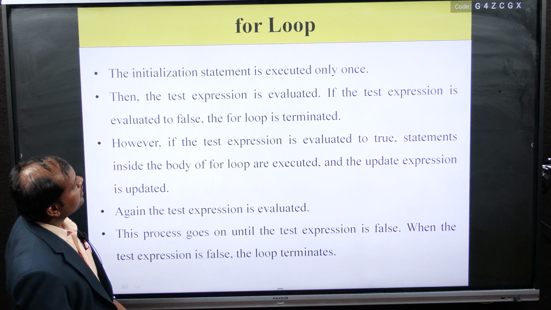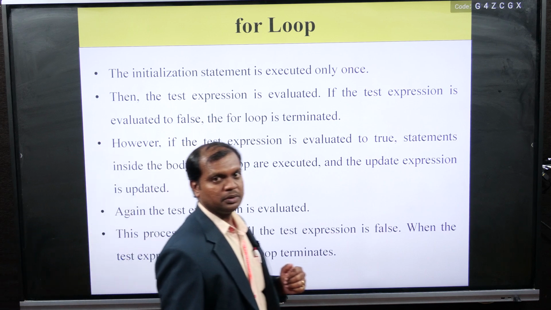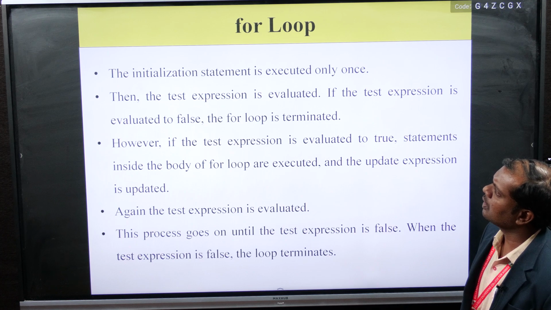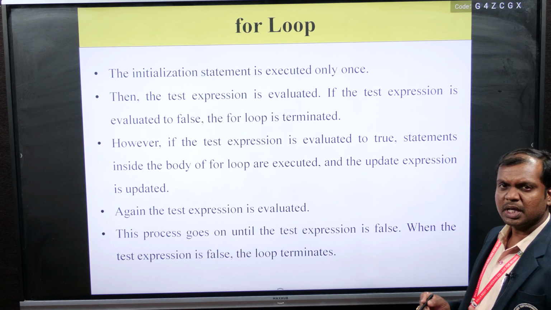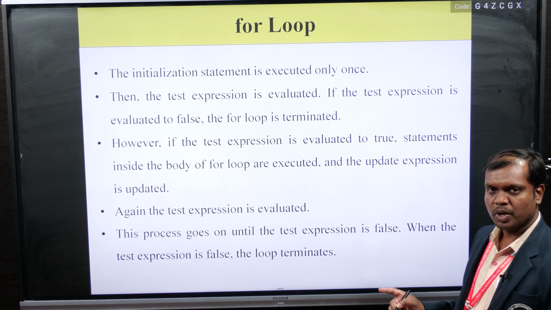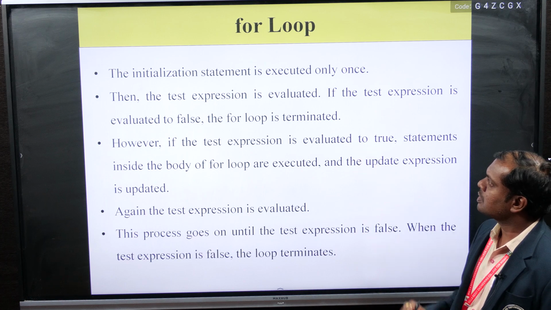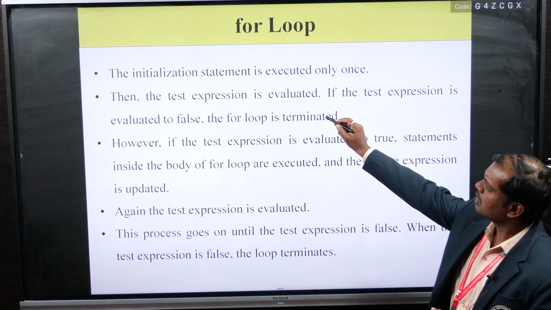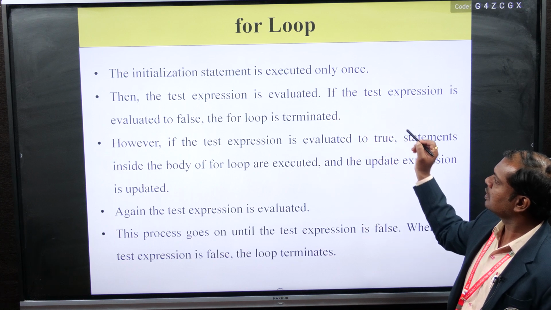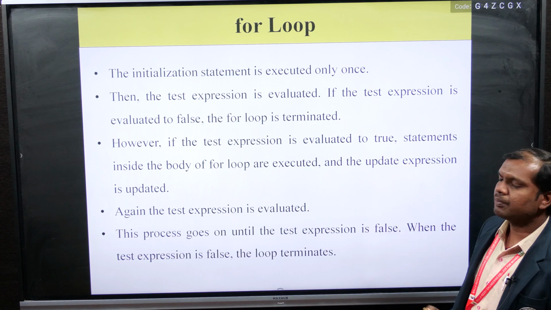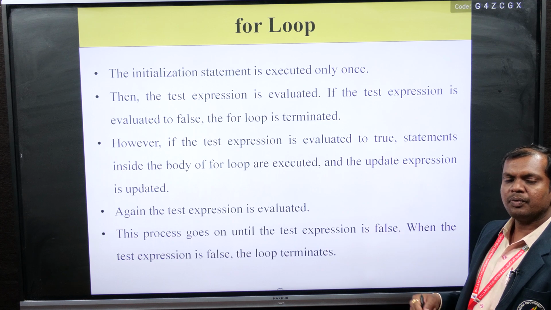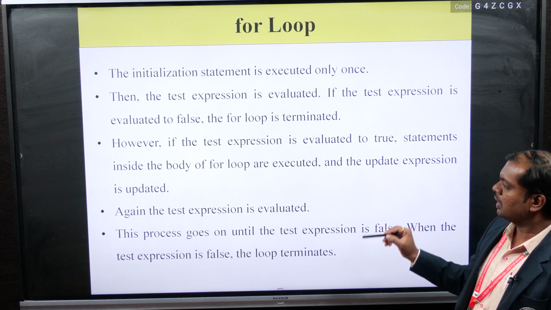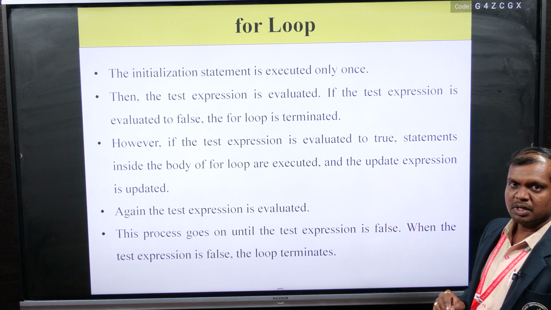Here we have some rules to be remembered. Whenever we are using a for loop, the initializing statement is executed only once, and the test expression will be evaluated depending upon the value. We will check the expression. If the condition is false, the loop will be terminated. If the condition is true, the body of that particular loop will be executed, and this process will be continued until the test expression is false.